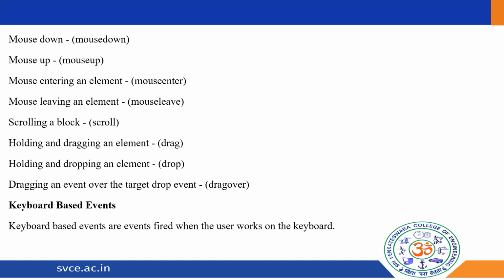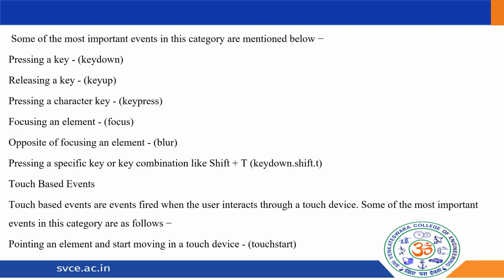Second one is keyboard-based events. Keyboard-based events are the events fired when the user works on the keyboard. Some of the most important events for the keyboard are pressing a key down, releasing a key up, pressing a character key, press, focusing an element, focus, then the opposite of focusing an element, blur. Also specifying pressing a specific key or key combination like shift plus key.